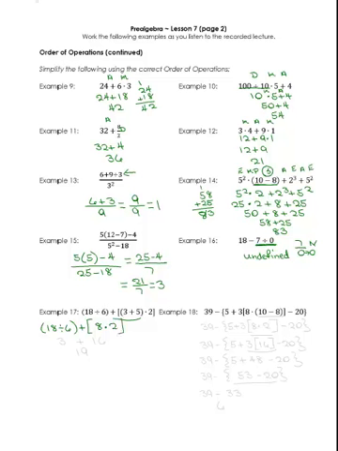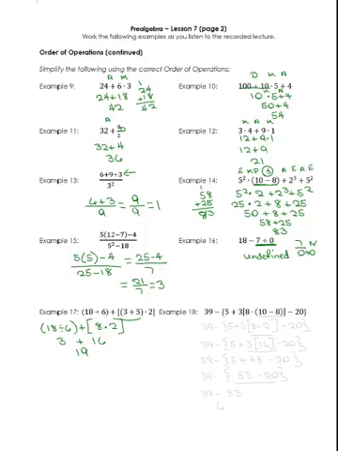Now I've got 2 sets of parentheses. Well, since they're separate sets of parentheses, I can handle them together. 18 divided by 6 is 3, and then the next set says 8 plus 2 is 16. I'm down to one operation, 3 plus 16. My answer is 19.